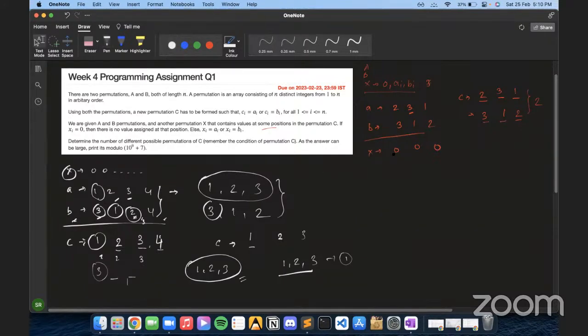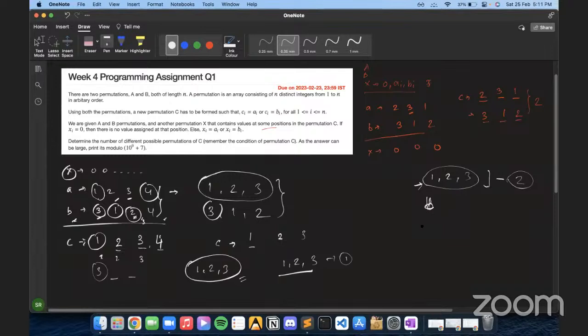So the intuition is, if we can come up with an algorithm such that we can identify a group of indices like 1, 2, 3, so that we can figure out 1, 2, 3 is a group, and that 4 is not in this group of 1, 2, 3, then we know that when we fix this in the permutation C, there will be only 2 possible permutations, one from B and one from A. Okay.